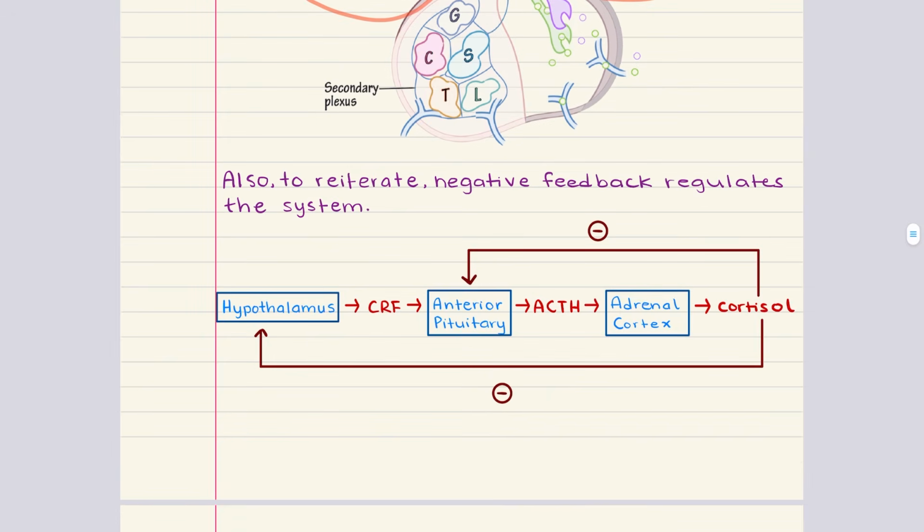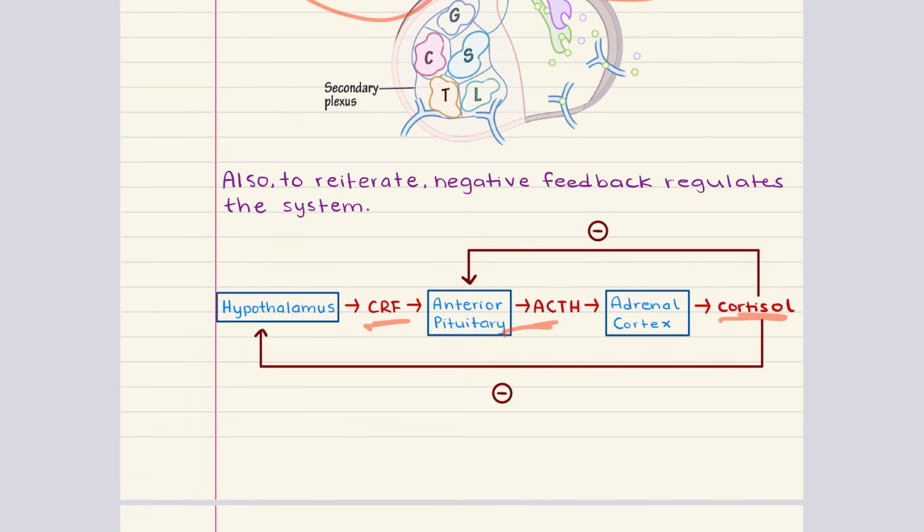The endocrine system uses negative feedback loops to maintain hormonal balance. So for example, if cortisol levels in the blood became too high, that increase in cortisol is going to inhibit the further release of corticotropin releasing factor from the hypothalamus and adrenocorticotropic hormone from the anterior pituitary. And this is going to prevent the system from overshooting, and it keeps hormone levels within a healthy range.